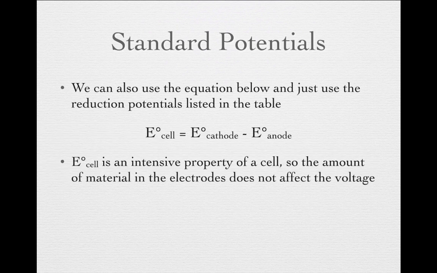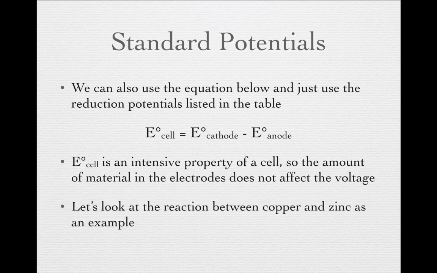Now E0 cell is an intensive property of a cell, so the amount of material that we use in the electrodes does not affect the voltage. It doesn't matter if we use a gram of electrode material or a pound of electrode material. Both of those electrodes are going to give us the exact same voltage.